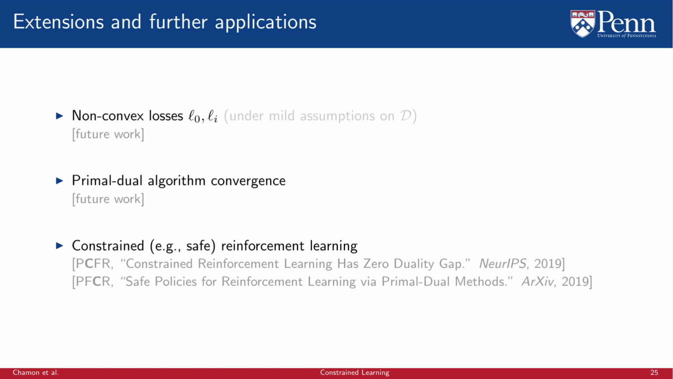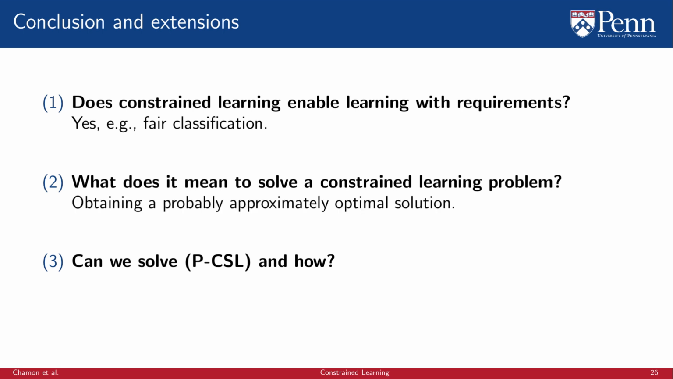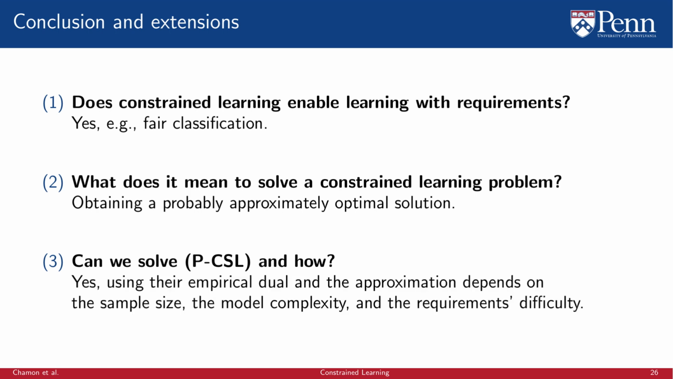So let's now conclude by going back to the questions we have answered throughout this video. So if you fell asleep and just woke up, no need to rewind, this slide is the whole message. So we showed that constrained learning does enable learning under requirements and can be used, for example, to train fair classifiers. We also saw that despite the challenges posed by the constraints, we can probably approximately solve constrained learning problems using their empirical duals, and then showed that the quality of this approximation depends in a nice way on the number of samples, the model complexity, and how stringent the requirements are.